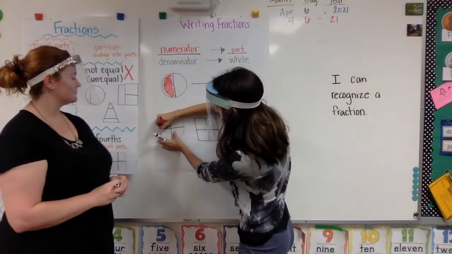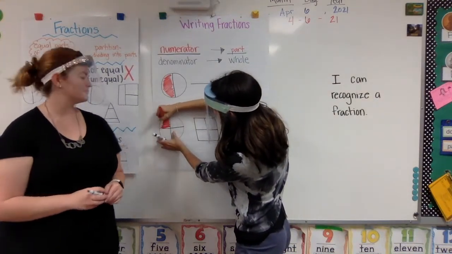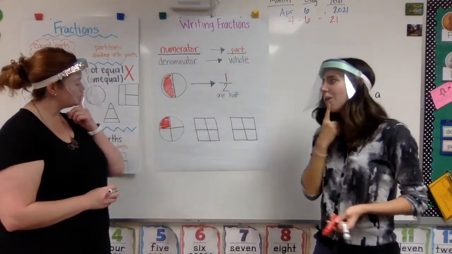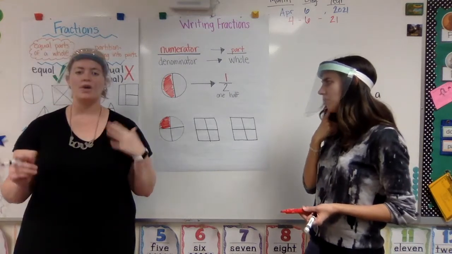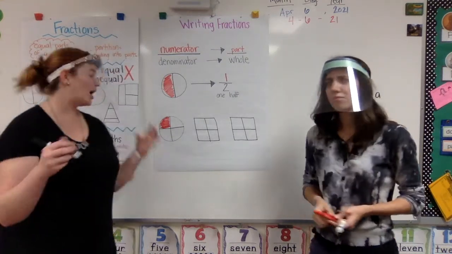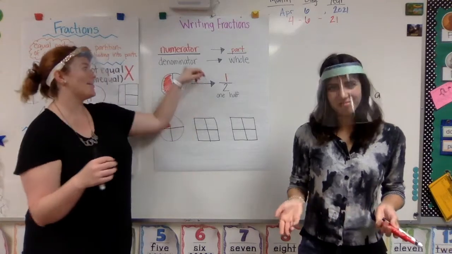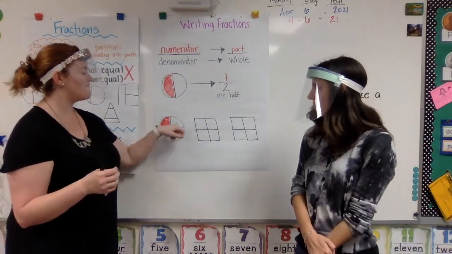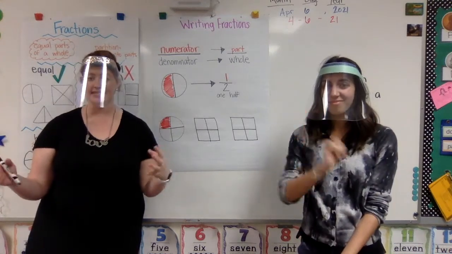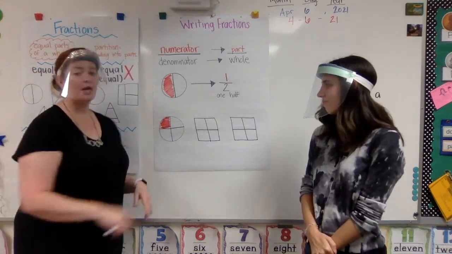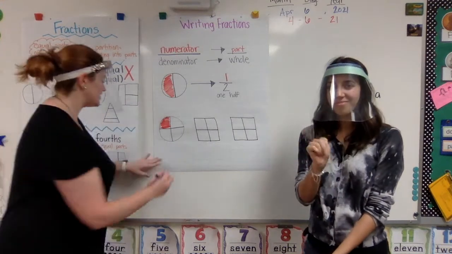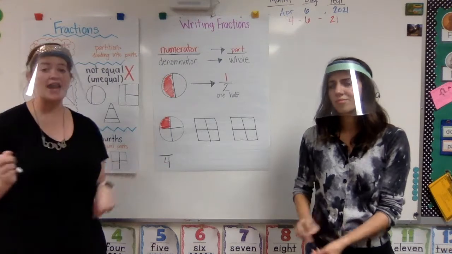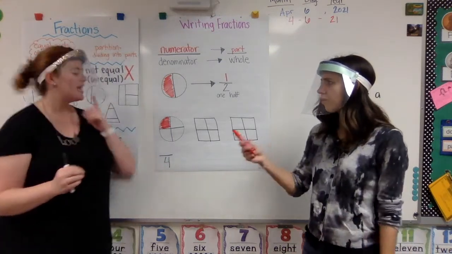So Miss Lime divided this circle into fourths. And if I am taking away 1 piece, what fraction would that be, Miss Lime? Well, I'm going to use Miss Listico's strategy of writing my denominator, or my bottom, my whole number first. And I can see there are 4 total pieces. So in this shape that is partitioned, there are 4 pieces. So I'm going to write a 4 for my denominator, or that number underneath the line.